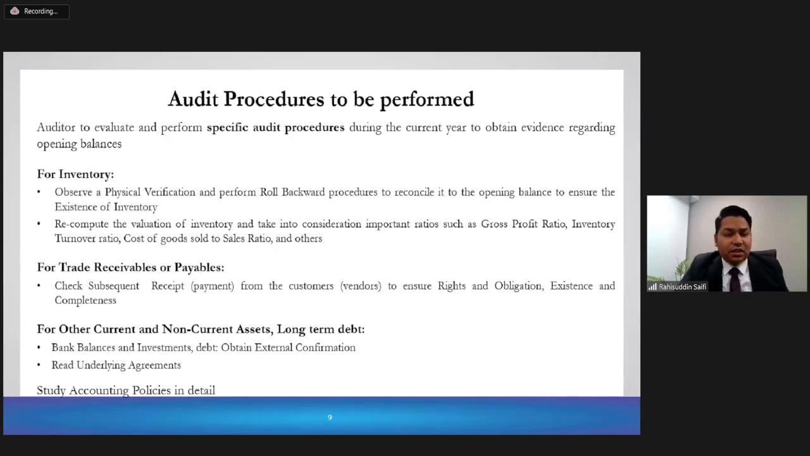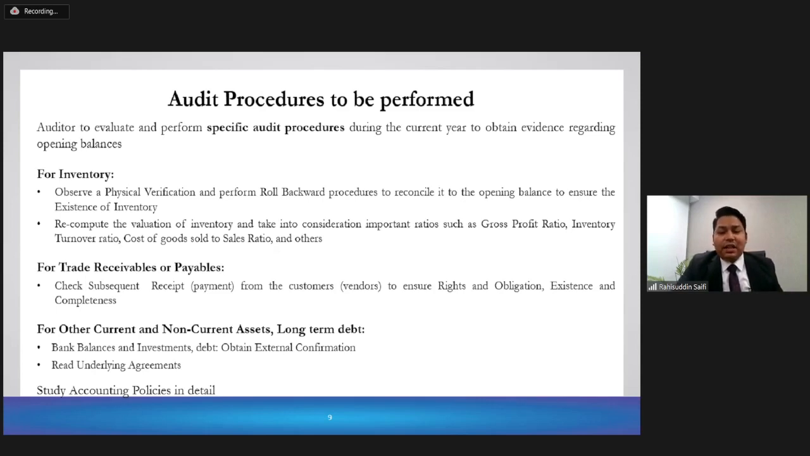And the second stage is the trade receivables or payables. For the closing balance of trade payables or the opening balance of trade payables or receivables, although we can get confirmation due to our ongoing current audit procedures, we can also track the subsequent receipts or payments from the customers or vendors to check whether the rights and obligations, existence and completeness assertions are met for the balances of trade payables and receivables.